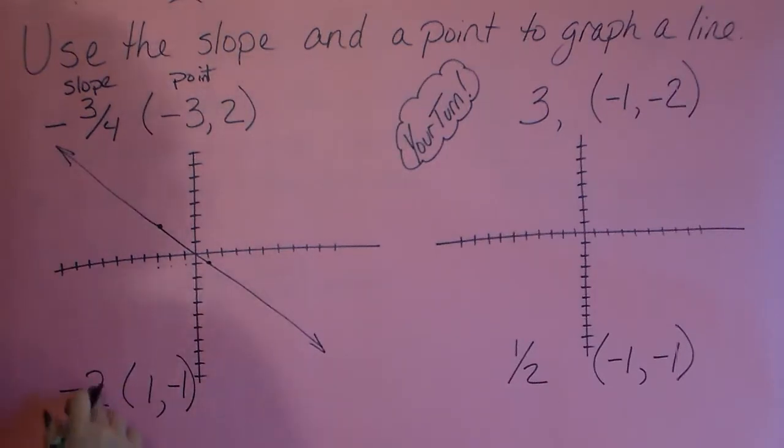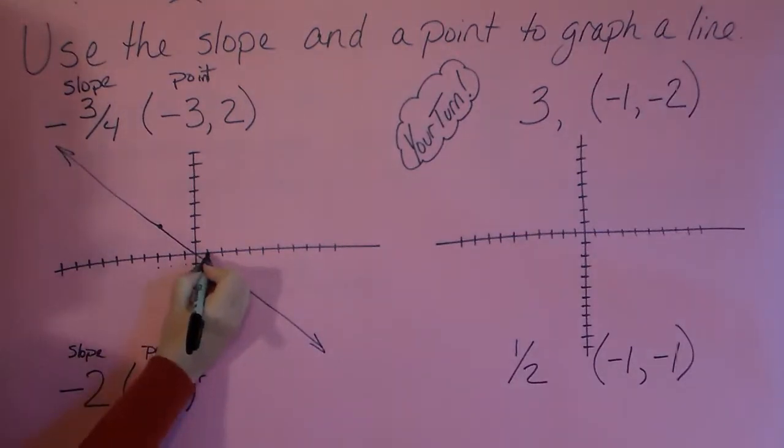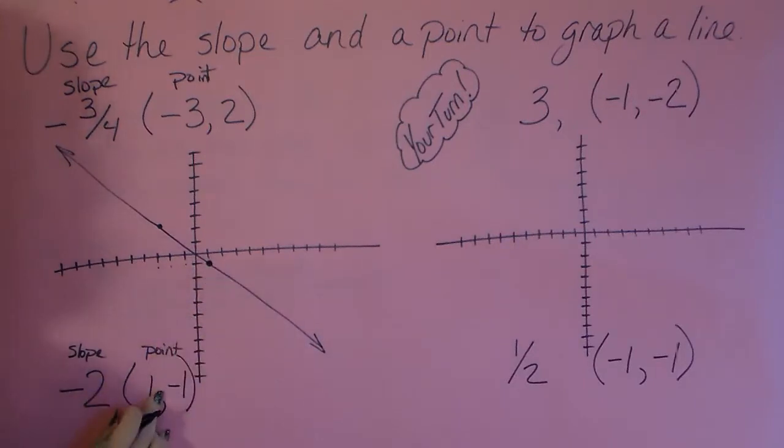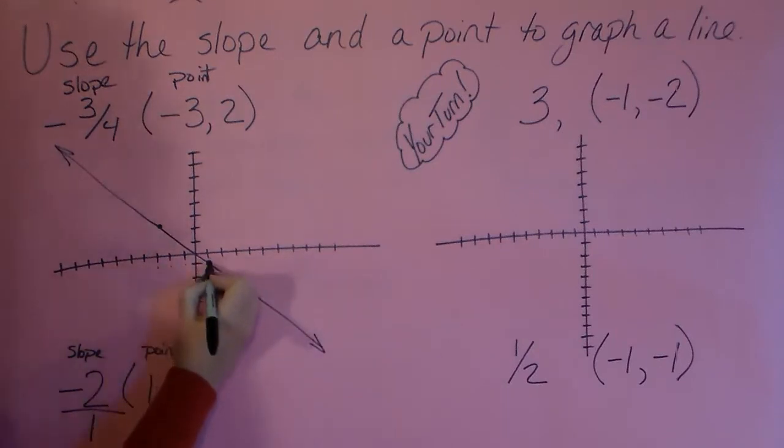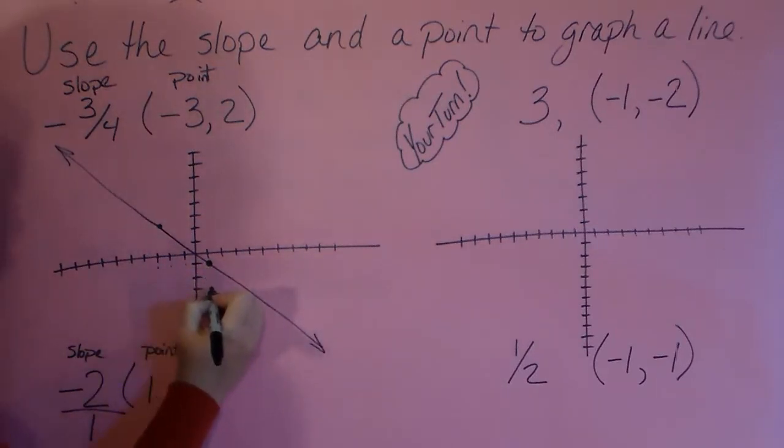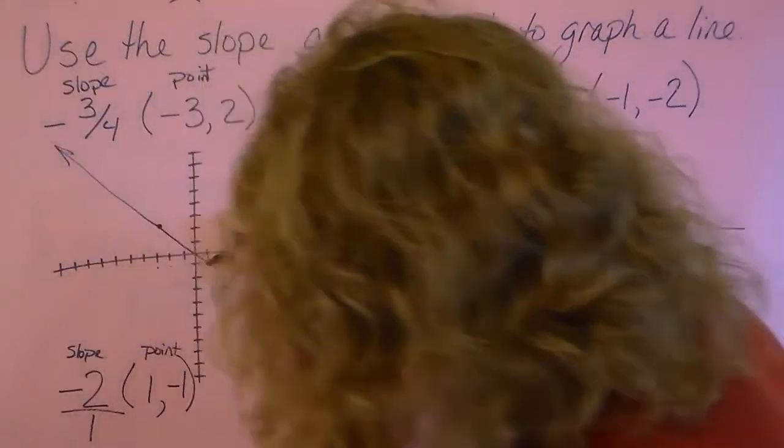Let's try it again. Here's our slope and our point. So our point is -1. Oh, look, we have our point. And our slope is -2. Now, we need our slope to be a fraction. Anytime our slope is a whole number, we're just going to put it over 1. We're going to make it a fraction. So here we have a slope of -2 over 1. So we're going to go down 2 and over 1. And there's our next point.